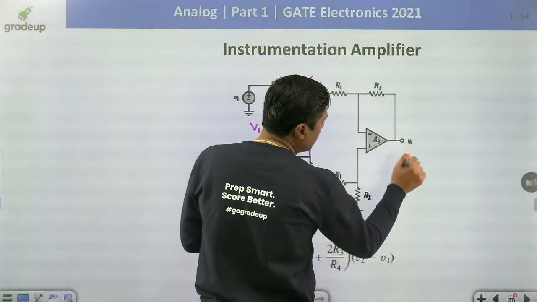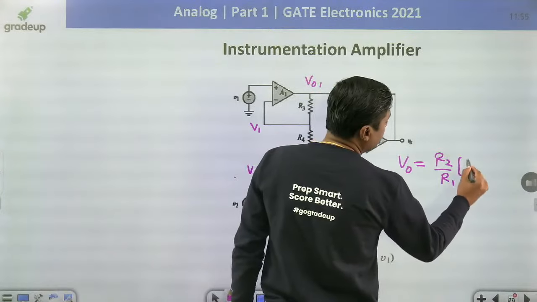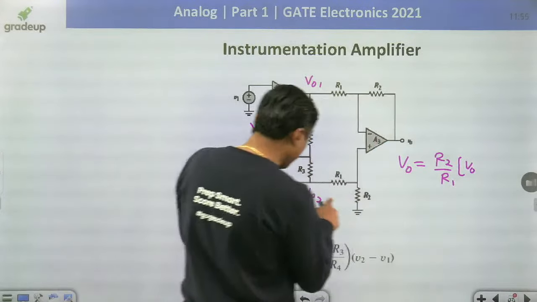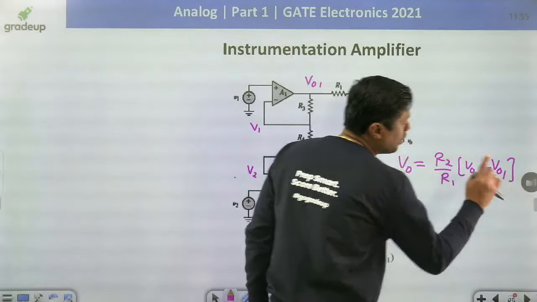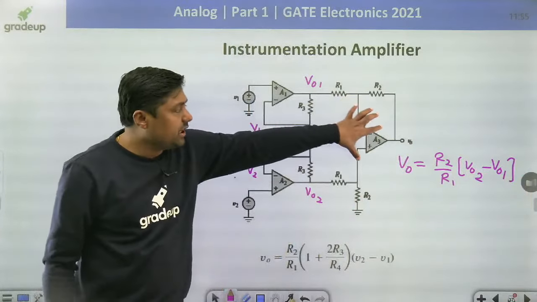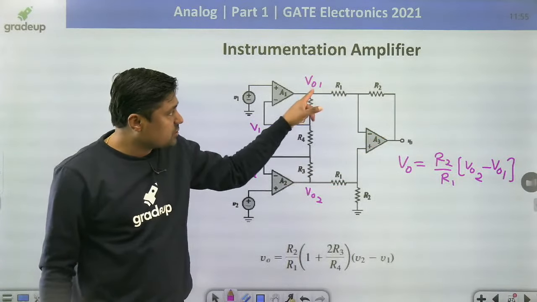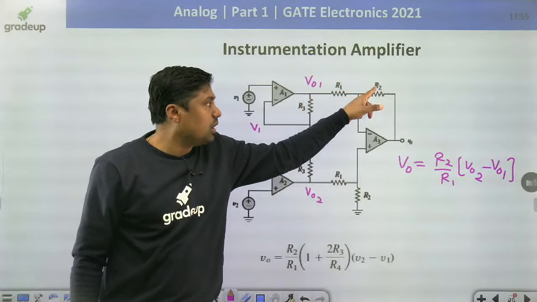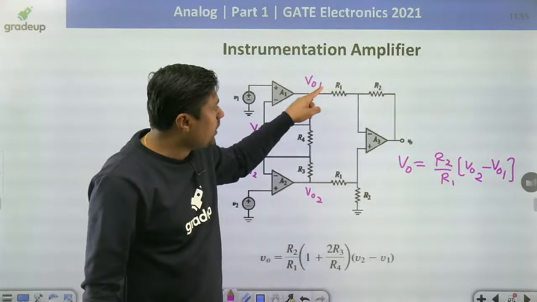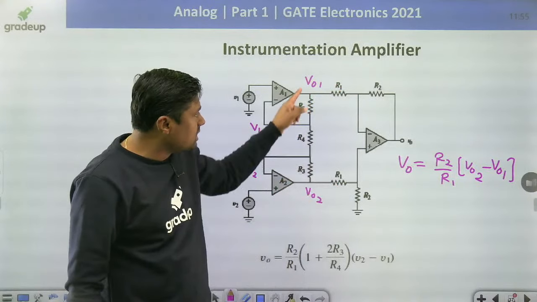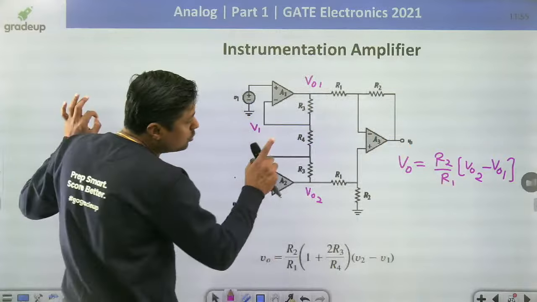Then output V0 here is given by R2 by R1 into V02, the non-inverting terminal voltage, minus V01, the inverting terminal voltage. It is basically a differential amplifier. Now voltage at this point is V02, voltage at this point is V01. The ratio is R2 by R1, R2 by R1, and that's why we can directly write R2 by R1 into non-inverting terminal minus inverting terminal voltage. Now you have to find V02 minus V01.